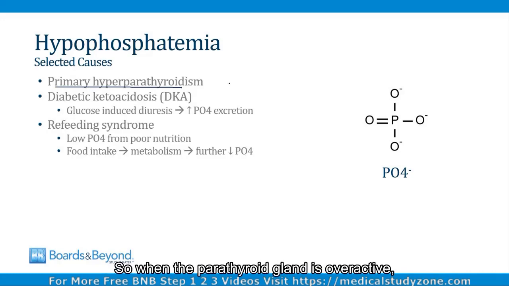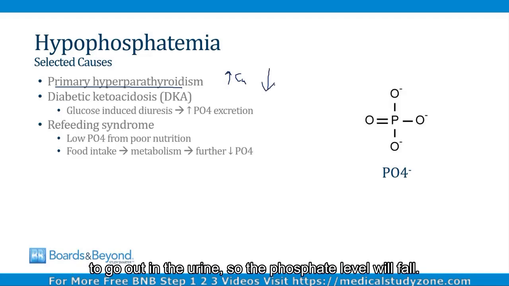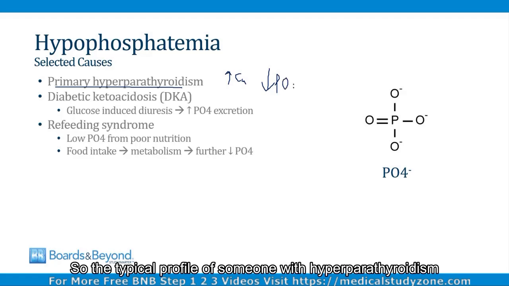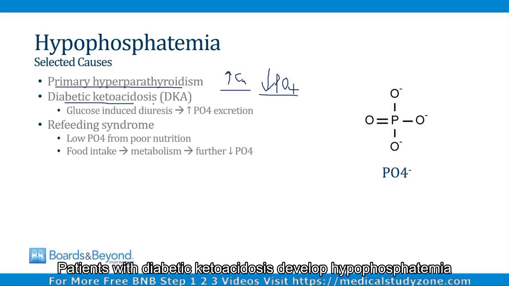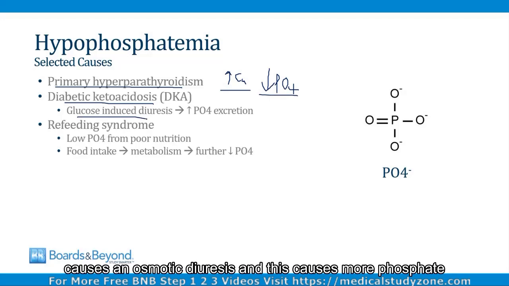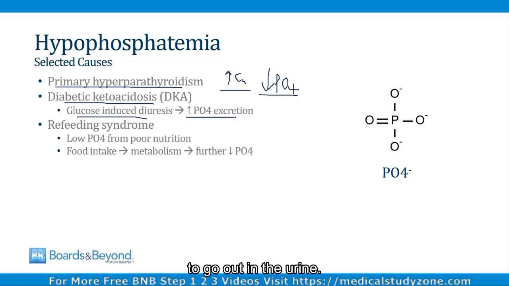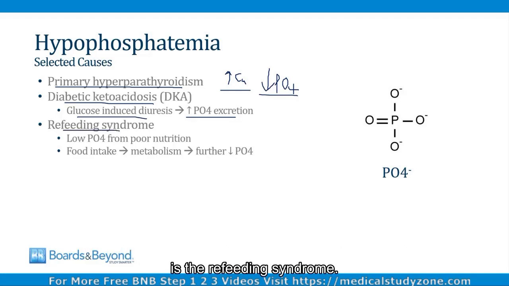So when the parathyroid gland is overactive, the serum calcium will rise, which we already talked about before. But in addition, parathyroid hormone causes more phosphate to go out in the urine, so the phosphate level will fall. So the typical profile of someone with hyperparathyroidism is a high calcium level and a low phosphate level. Patients with diabetic ketoacidosis develop hypophosphatemia. That's because the high glucose level causes an osmotic diuresis, and this causes more phosphate to go out in the urine. And then finally, a classic cause of hypophosphatemia is the refeeding syndrome.